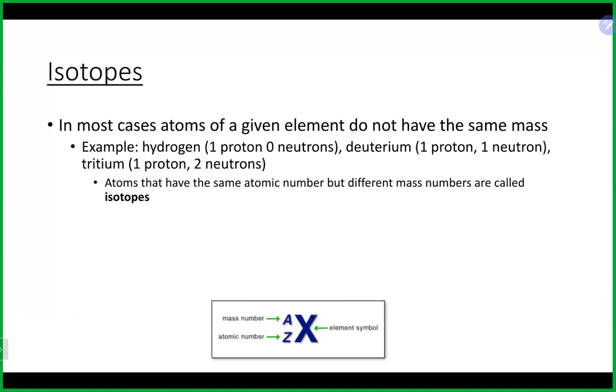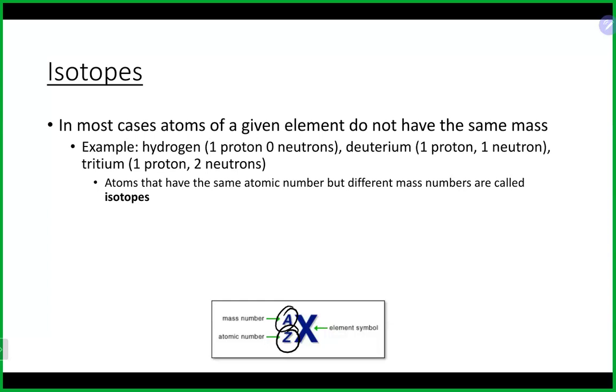You can write the symbols with the mass number and atomic number like so. You use the symbol, top left mass number, bottom left atomic number. So if we look at this, which is an example of some isotopes, hydrogen has one proton, no neutron. Deuterium, which is actually heavy hydrogen, has one proton, one neutron. Tritium is the radioactive version of hydrogen, has one proton and two neutrons.